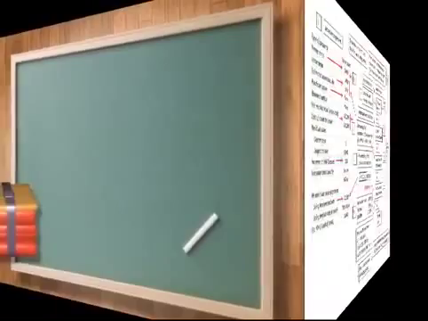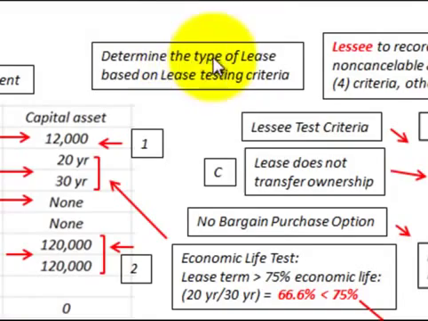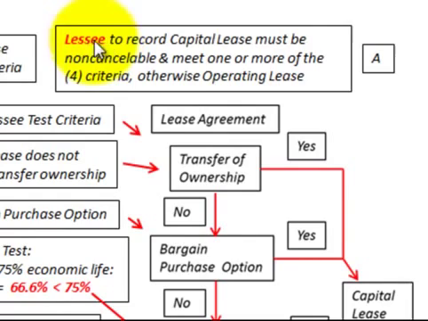Here we're going to go through an example to determine the type of lease based on lease testing criteria. We're going to be looking at it from the lessee's perspective, and it's either going to be recorded as a capital lease or as an operating lease. The test criteria that we're going to go through are the four test criteria you would use for determining if it's a capital lease or an operating lease.